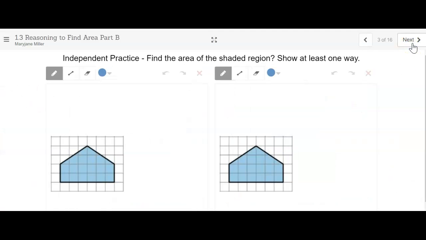So now we're going to go ahead and practice again. So go ahead and decompose this shape into friendly shapes, or shapes that you know how to find the area of. So you would want to decompose these into rectangles.